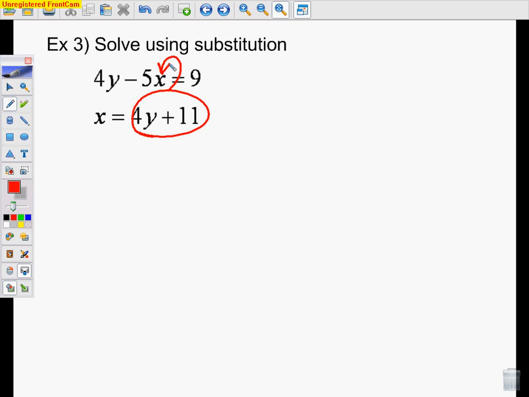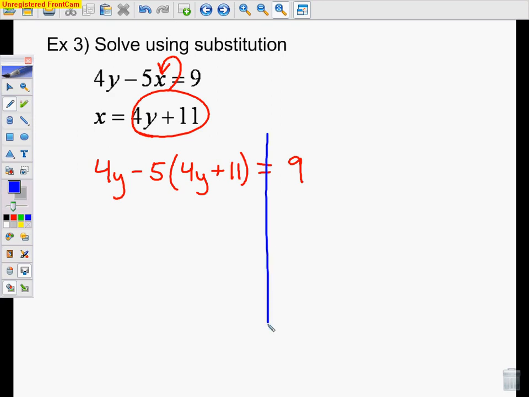So I'm going to rewrite this top equation. 4y minus 5x. And what is x? x is 4y plus 11. And that equals 9. Once again, you're going to take this and you're going to solve it just like you solve any linear equation. Be careful here, though, because this parentheses, like we said before, is necessary when you have something to distribute.